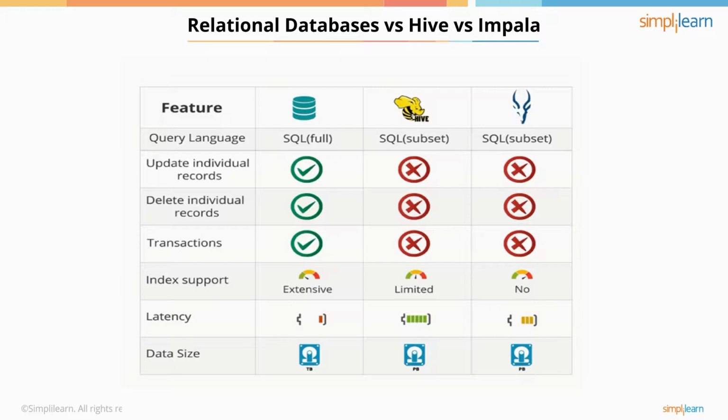Another big difference is latency. Traditional databases are real-time, low latency, while in Hadoop, latency is much higher, especially with Hive, as it is more geared towards batch processing. And finally, the size of data that each platform can typically access. In the traditional database, it's quite limited, maybe terabytes of data, while in Hadoop, we're talking about petabytes, and both Hive and Impala are suitable for that purpose. Although Hive does allow better performance on very large data sets.